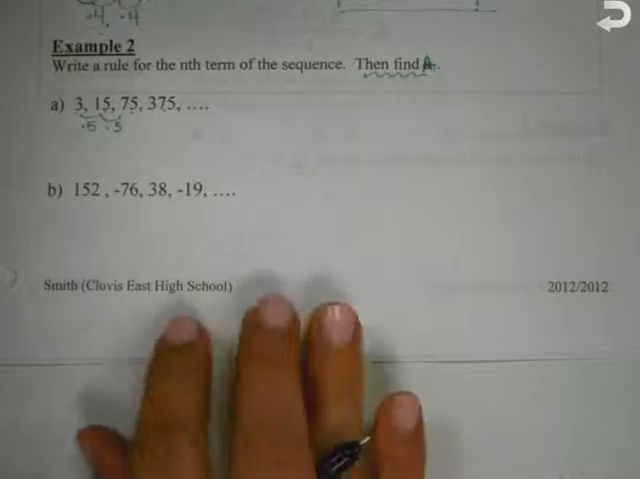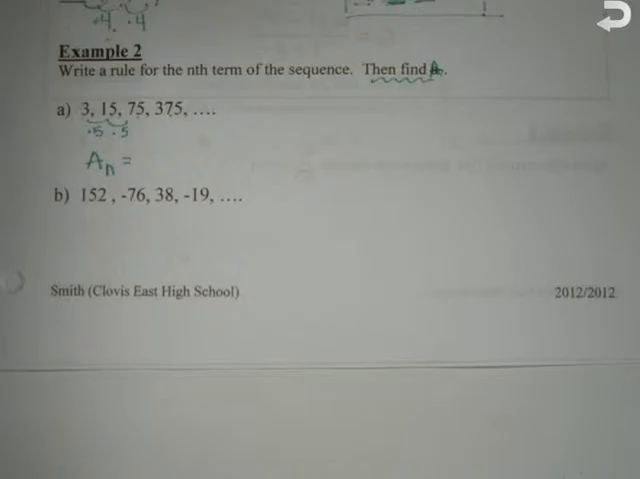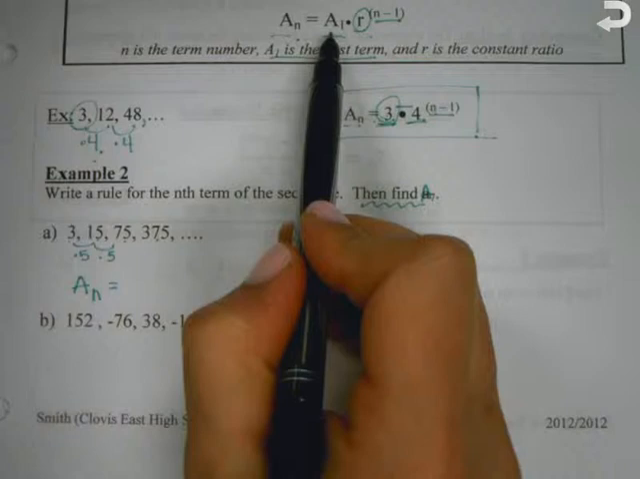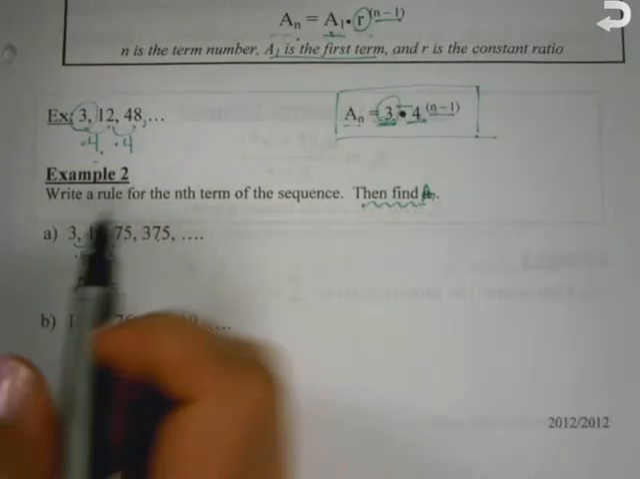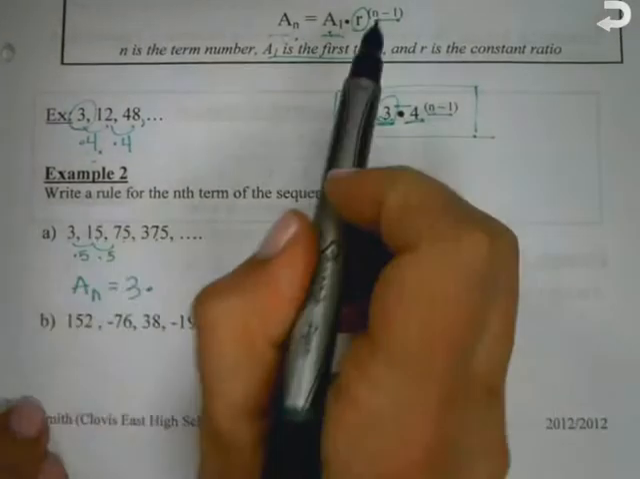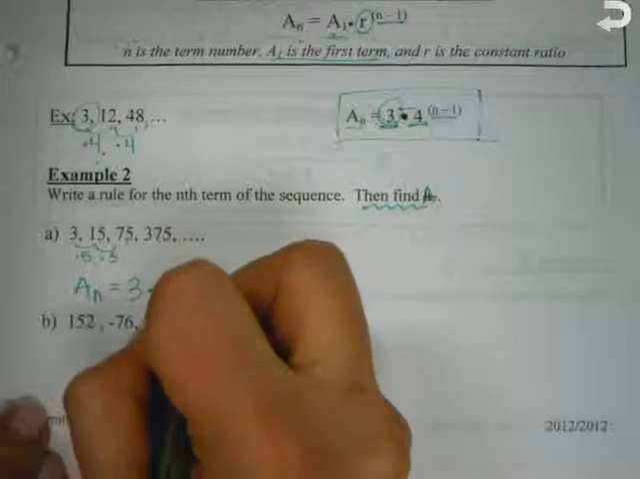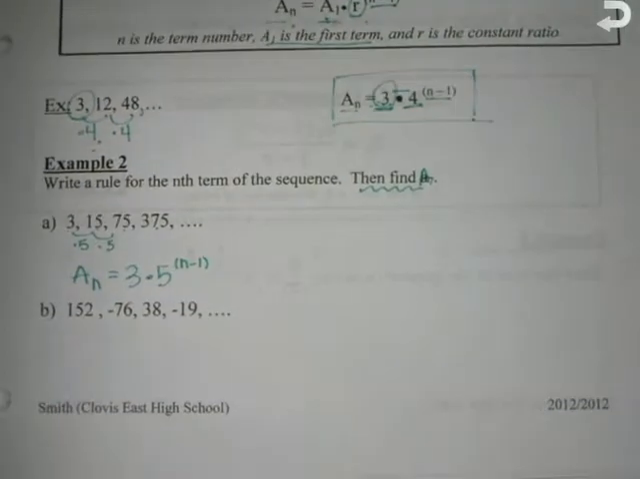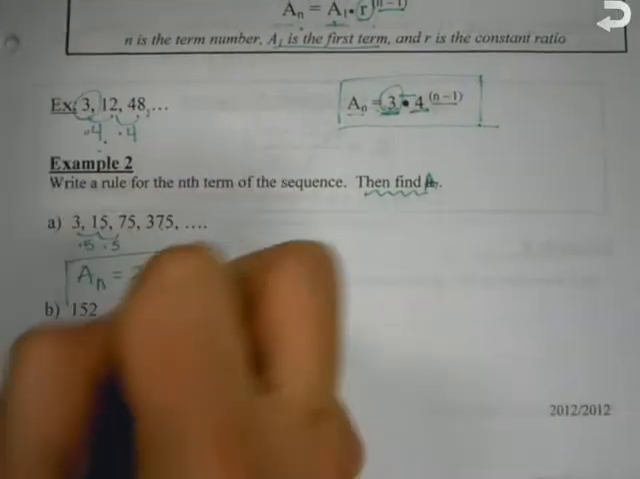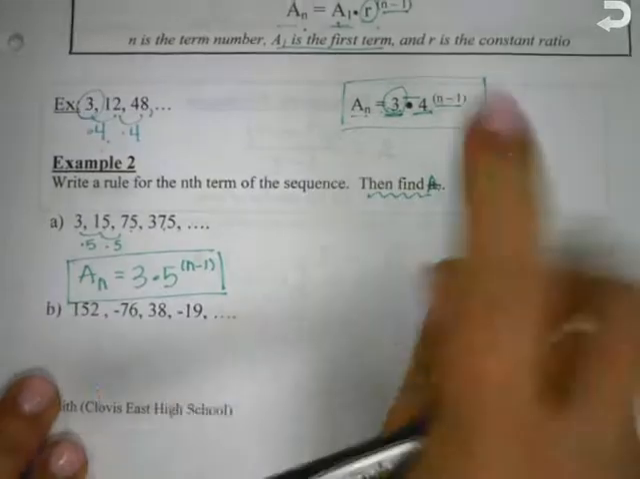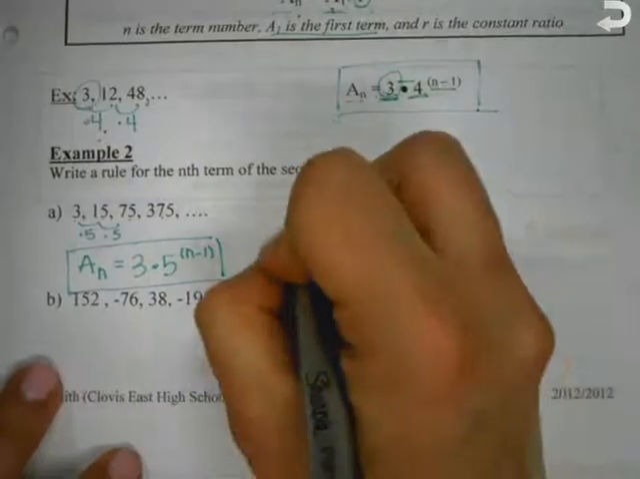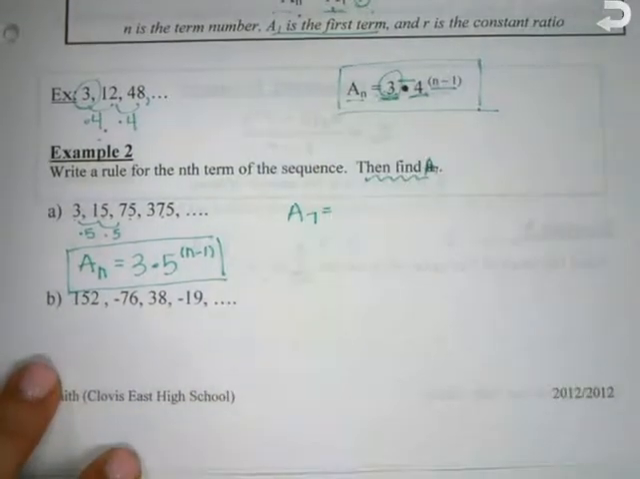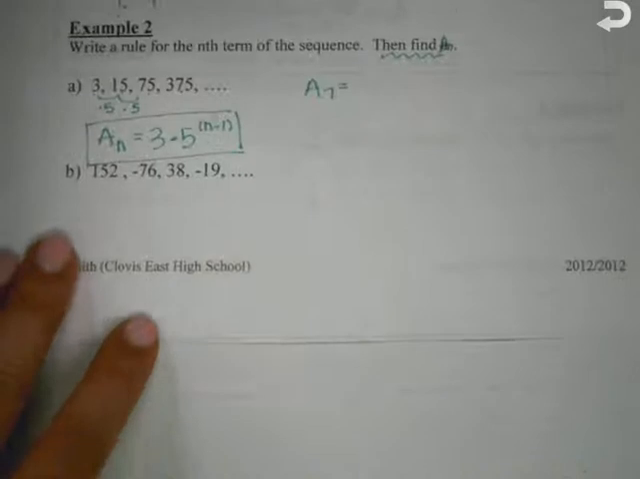A sub n equals, the A sub 1 term is what? 3 times R, which is 5, to the power of n minus 1. That's it. I can't simplify it anymore. But you need to find A sub 7. So A sub 7 equals 3 times 5 to the 7 minus 1.